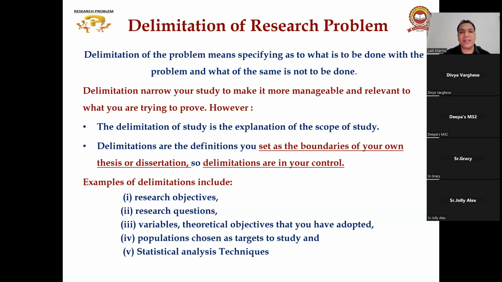Next, the delimitation of the study is the explanation of the scope of your study. Delimitations are the definitions you set as the boundaries of your own thesis or dissertation. This is the most important point. So delimitations are in your control. Examples of delimitations include research objectives, research questions, variables, theoretical objectives that you have adopted, the population chosen as the target to study, and statistical analysis techniques.